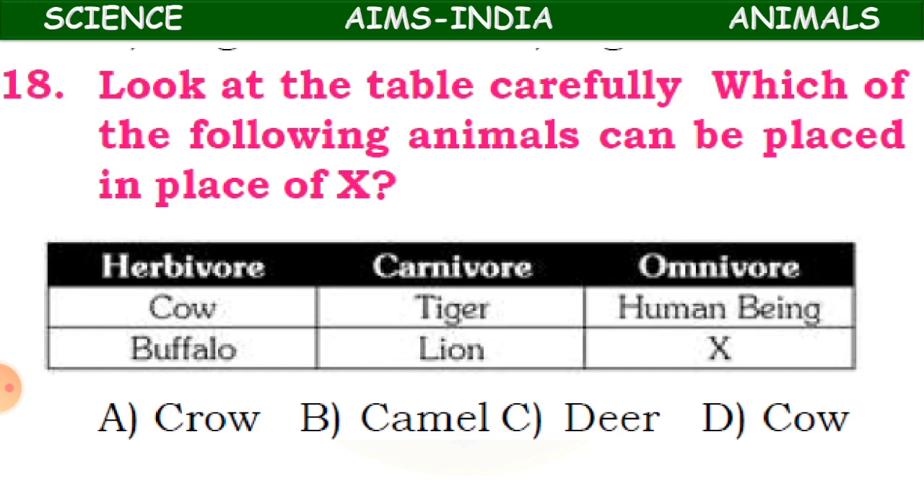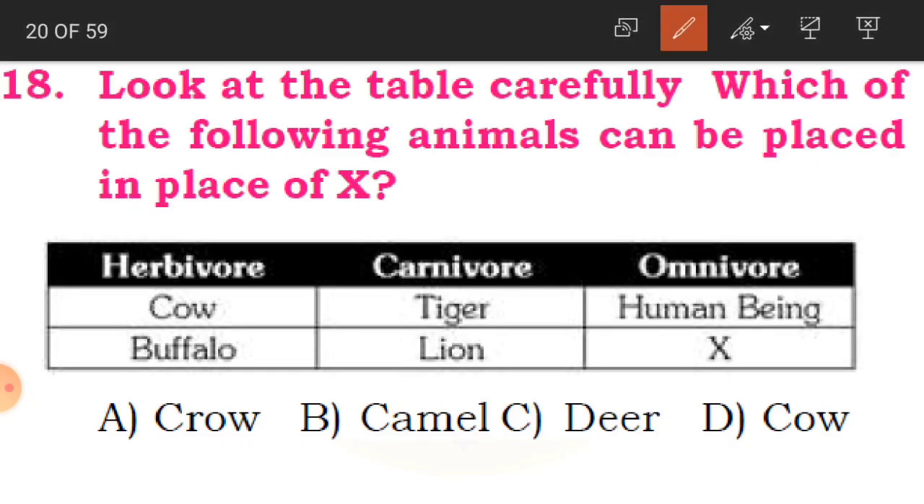Look at the table carefully. Which of the following animals can be placed in place of X? Okay, children, see here. We have got three different types of animals: herbivore, carnivore and omnivore. What is a herbivore? Which eats only plants, like cow and buffalo. Carnivore, which eats only animal flesh, like tiger and lion. Omnivore, which eats both plants and animal flesh. One example is human being, the other example is X.